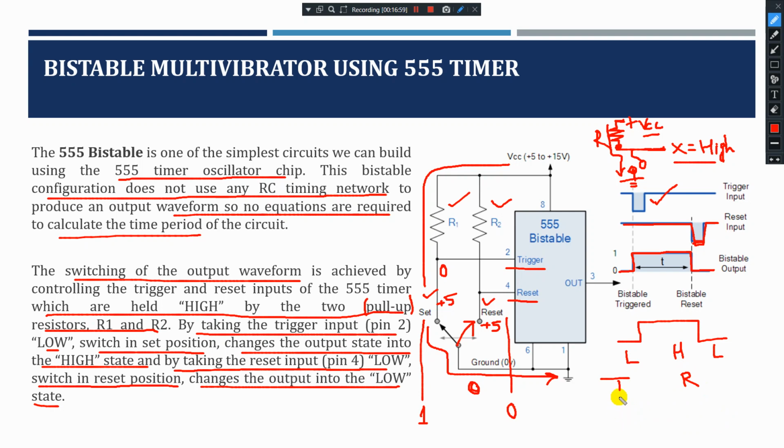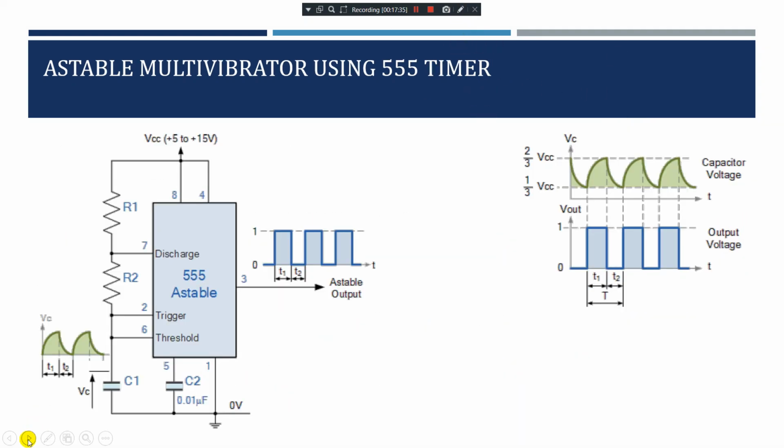So now when the trigger pulse is 0 and the reset is high, your output remains high. Next, your trigger is 1 and your reset is 0. Let us see what happens. It goes to low and remains low. So that is how the trigger and reset system works in Bistable. So this is the Bistable Multivibrator using 555 timer. Next, we will be studying about Astable.